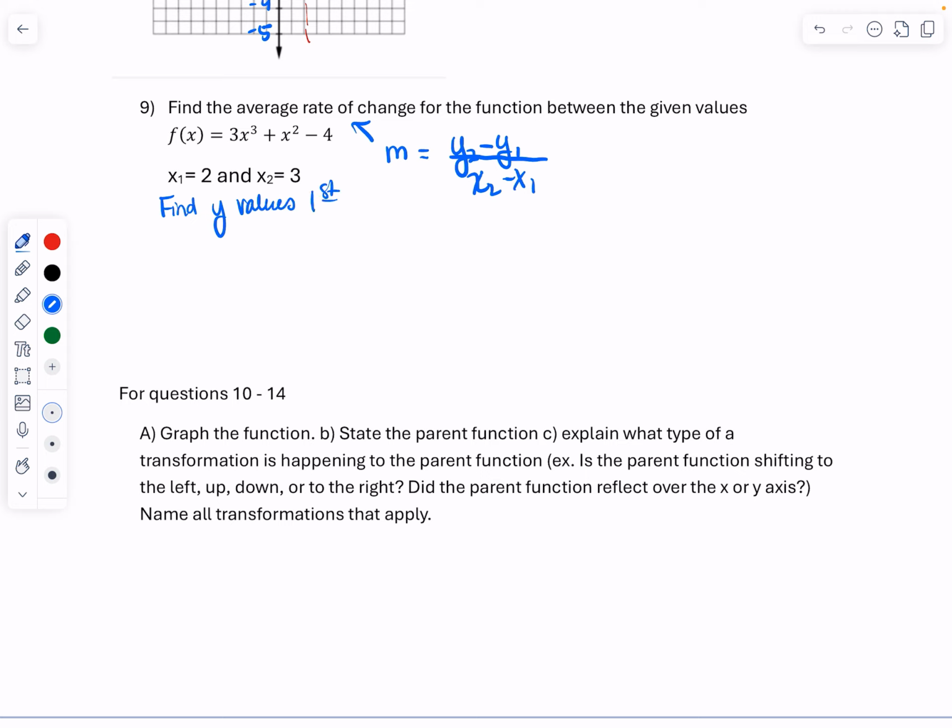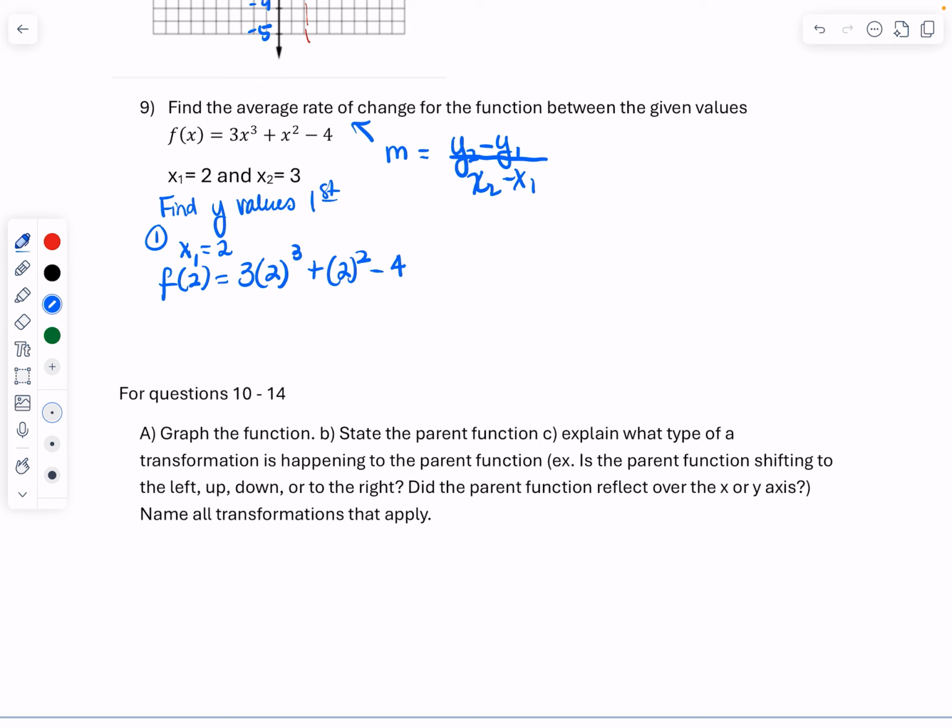Okay, so I'm going to do the first one, which is x sub 1 equaling 2. So I'm going to plug that into my f of x. So I'm going to find the function at 2. So 3 times 2 cubed plus 2 squared minus 4.